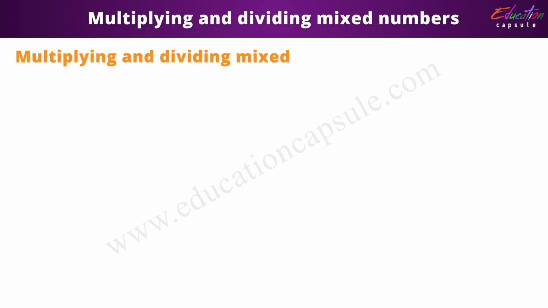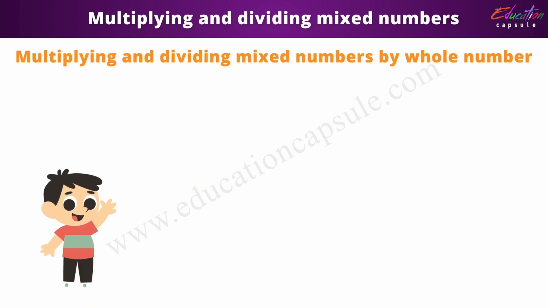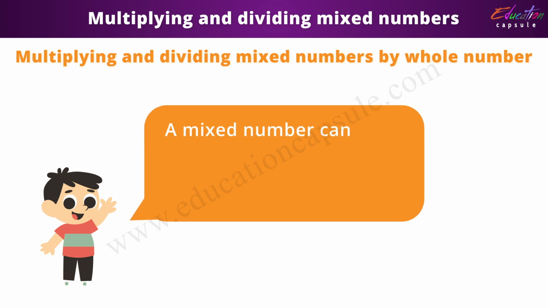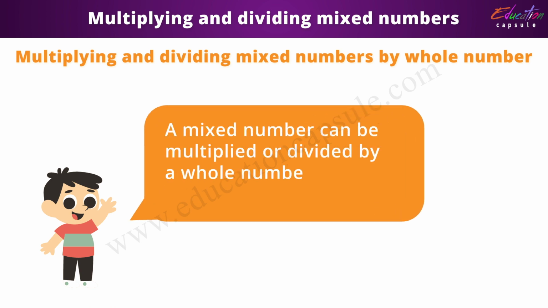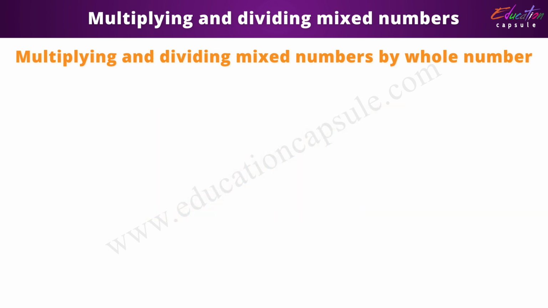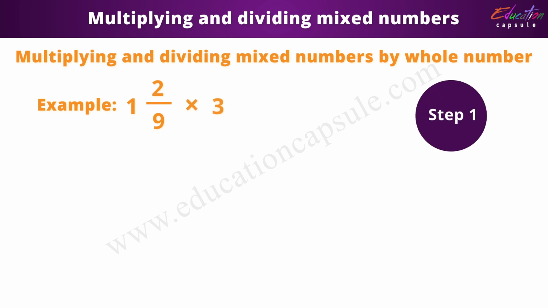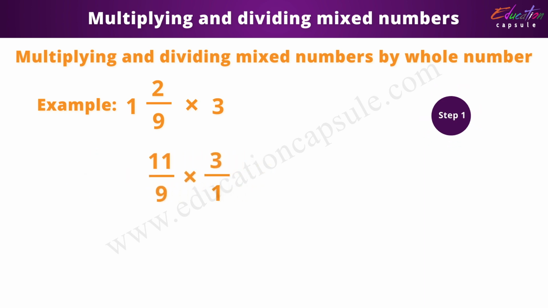Multiplying and dividing mixed numbers by a whole number. A mixed number can be multiplied or divided by a whole number in the same way. Let's try an example. What is 1 whole and 2/9 multiplied by 3 wholes? Write the whole number as a fraction and write the mixed number as an improper fraction. Therefore, we can say it to be 11/9 times 3 wholes.